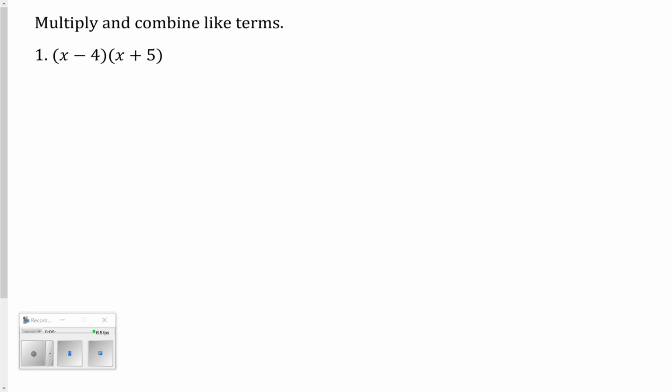Alrighty, Common Core Algebra 2, Unit 1, Lesson 1, the homework. So, number 1 asks us to multiply these two polynomials together and combine like terms. I'm going to do this one using the distributive property. You could do it with the tabular method.